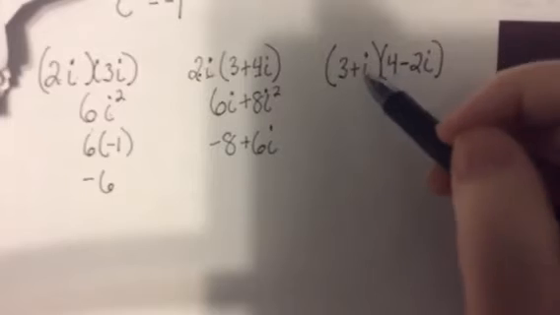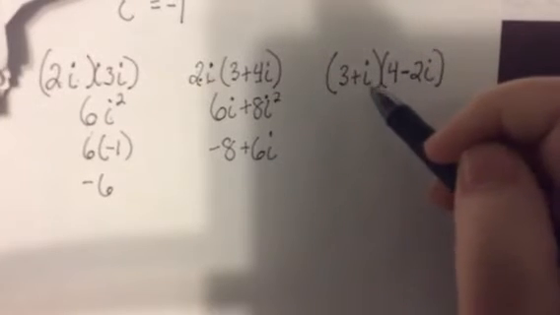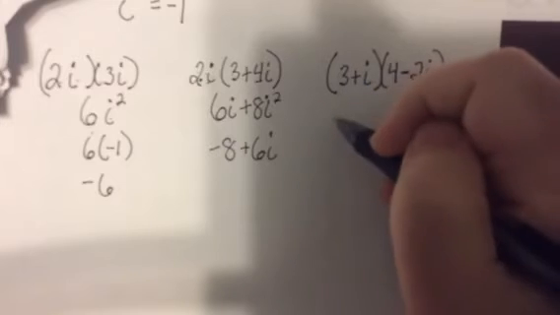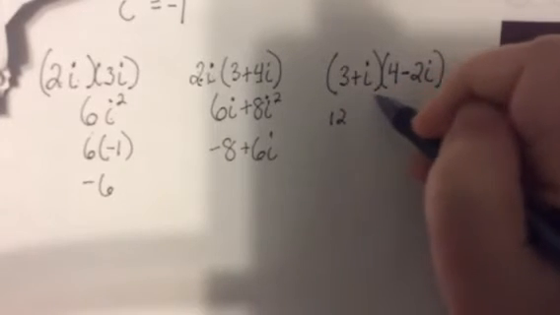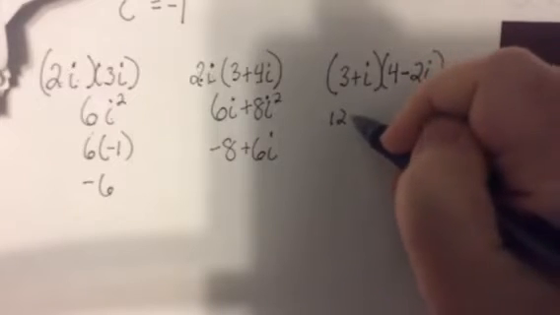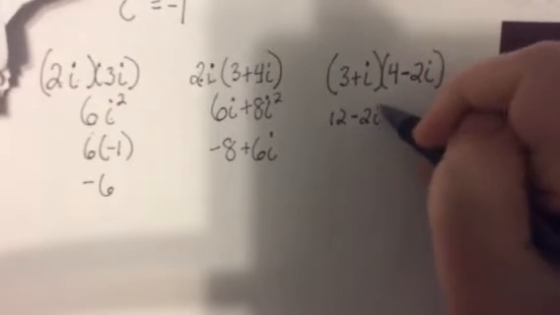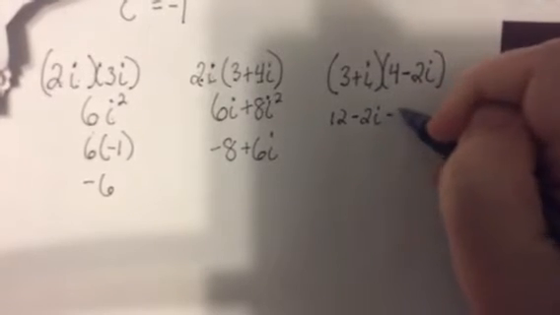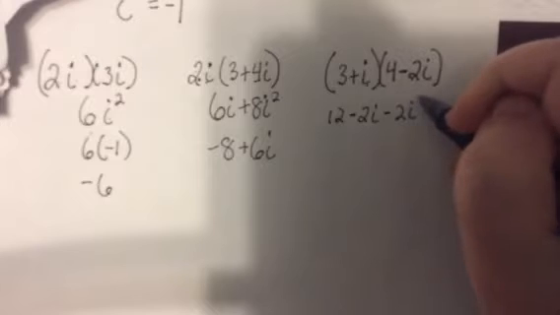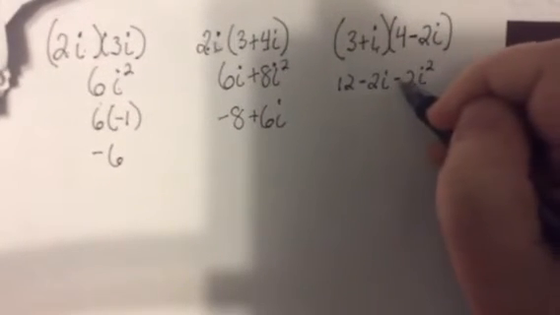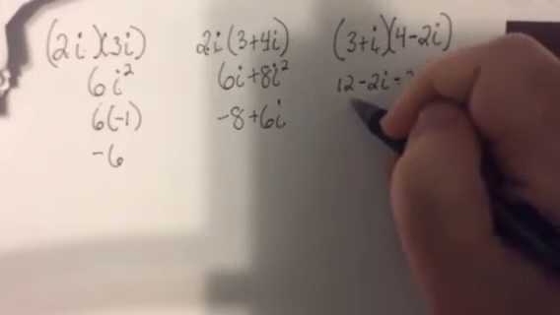So it's always written as A plus BI. Now, what do you think you do here? That's right, you gotta FOIL it. So 3 times 4 is 12. 4I minus 6I is minus 2I. And I times minus 2I would be minus 2I squared. And I squared's -1, so a negative and a negative is positive, so that'd be plus 2. 12 plus 2 is 14.